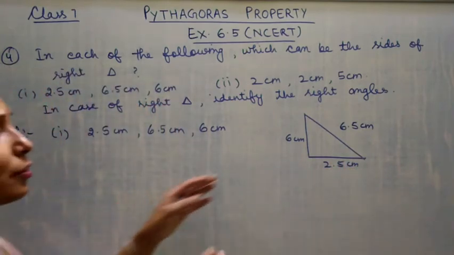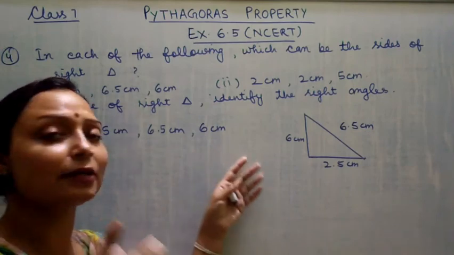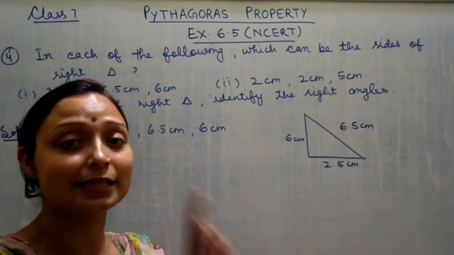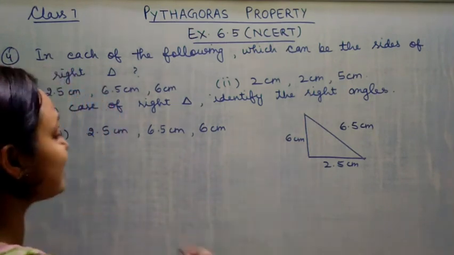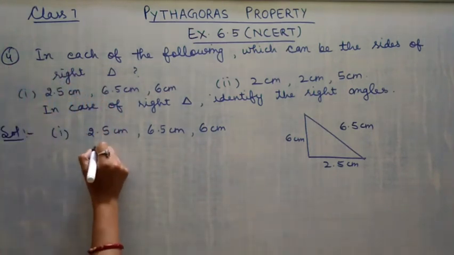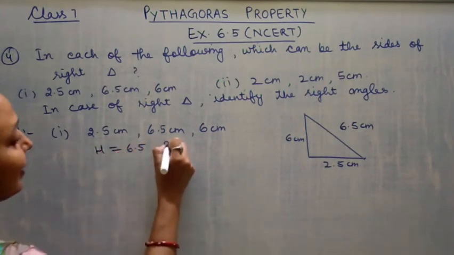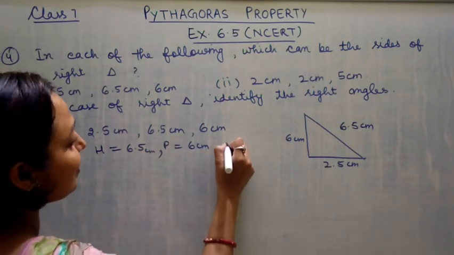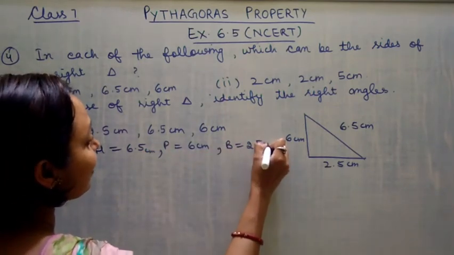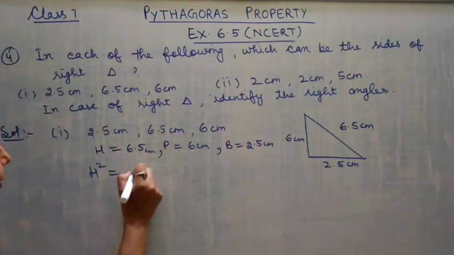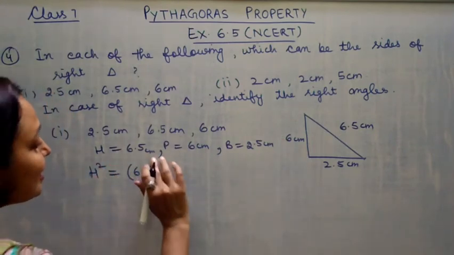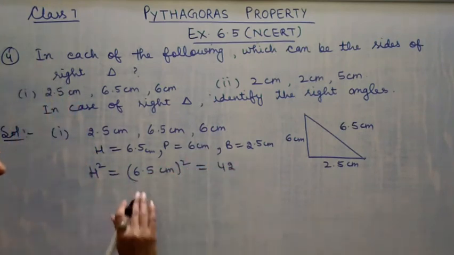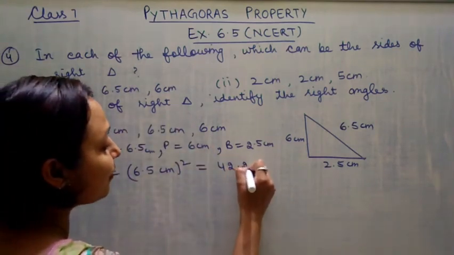So there is no confirmation. You can take any one of them as a perpendicular and the second one as a base, but the longest side is always a hypotenuse. So I will check by taking the Pythagoras. Let us suppose h is equal to 6.5, perpendicular is equal to 6 centimeter, and the base is equal to 2.5. Okay. So I will check by using hypotenuse square. This is 6.5 centimeter whole square, right?